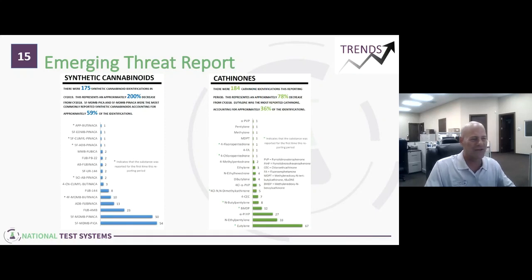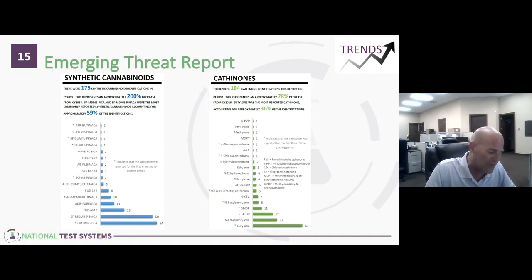The other one here is on the synthetic cathinones. There were approximately 184 identified cathinones in this reporting period, and this represents an approximately 78% decrease from calendar year 2018. So again, not only are the K2, K3 spices going down, the bath salts are going down. And again, I don't know, somebody's got a good PR department and is making sure that these things are known to be dangerous, but whatever the case may be, it has reduced.